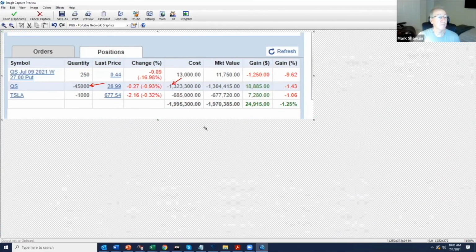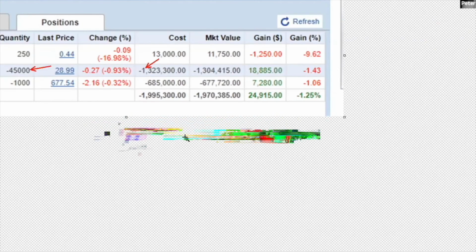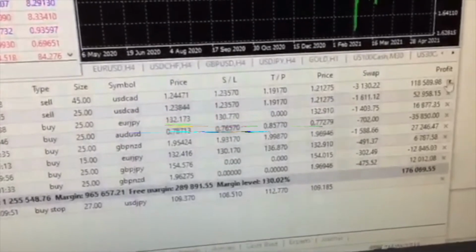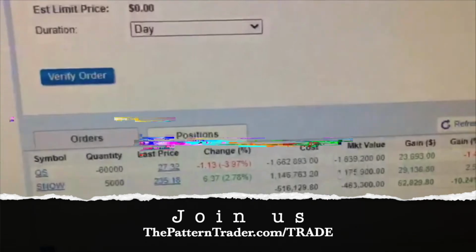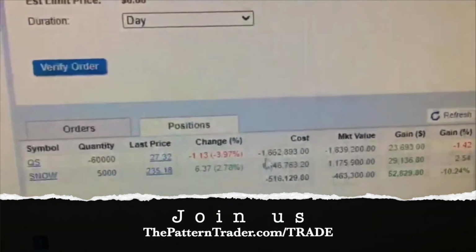So you can see, 45, it's $1.3 million. $1.3 million short. So pop out a profit of $118,000 there. So you can see how this is going crazy now. You can see how the market is just going nuts. Bet like $1.6 million on this position. I'm showing right now a $23,000 gain.